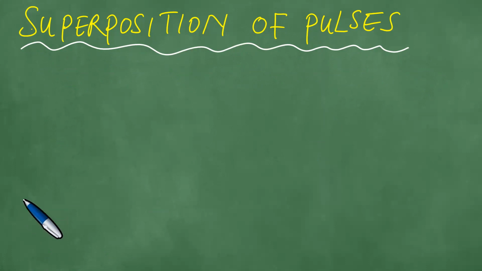Okay, now the superposition of pulses becomes extremely important. But first we describe what we call interference.